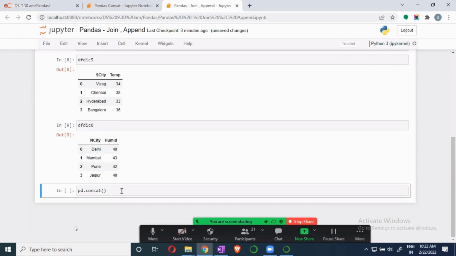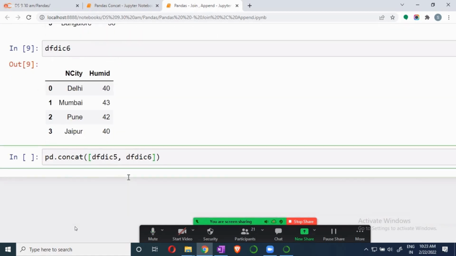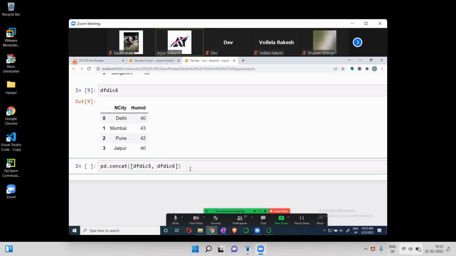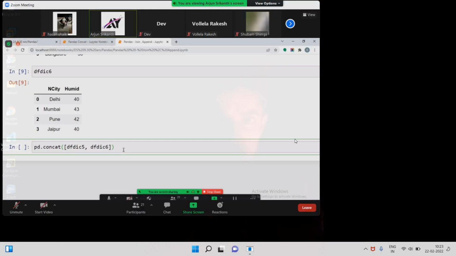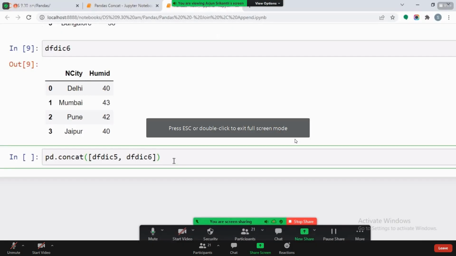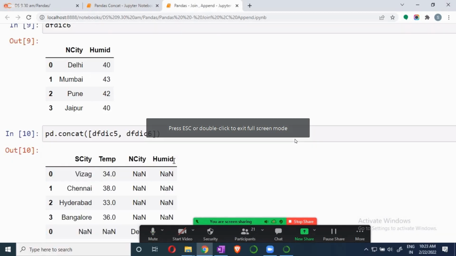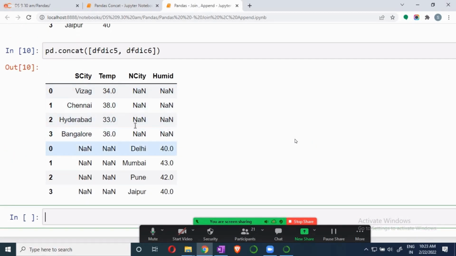Okay, now let me do it like concat, and inside this I will give df_dic5, comma, df_dic6. How will it concatenate? How will it concatenate, guys? On the basis of rows or columns? Common columns. Okay, common columns.